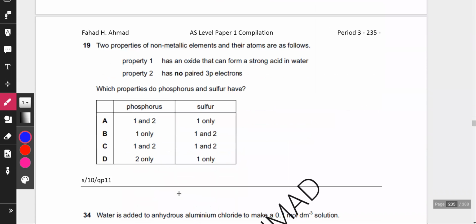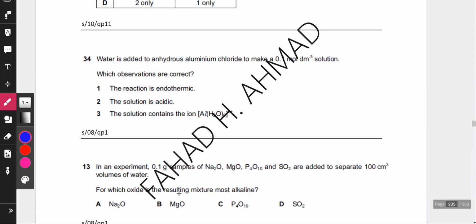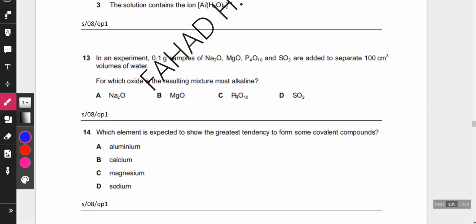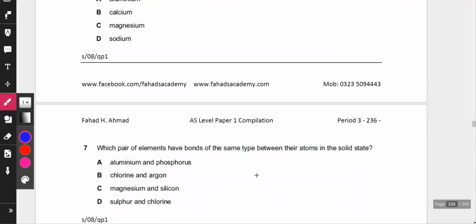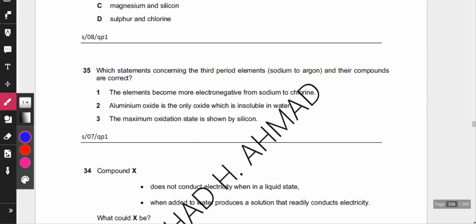Let me just find if there's any other interesting question. So let's continue with this. Most of the questions are just straightforward, nothing that confusing. You just have to memorize all of the things on those 2 pages.